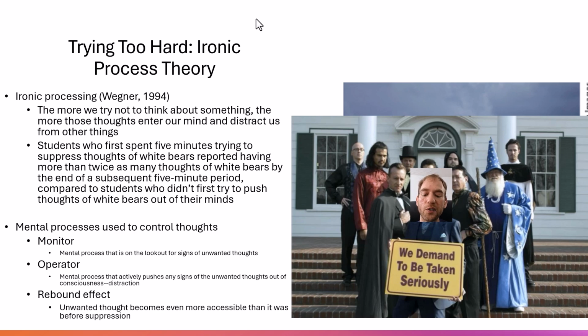So we're on the lookout for signs of unwanted thoughts. We're literally monitoring it. Then we have the operator. So that's the person doing the operation. This mental process is trying to push away those unwanted thoughts out of our mind, typically through distraction. And then we have this rebound effect. So all of a sudden that unwanted thought, it's back. It's more accessible than ever. It's stronger than it was before you were trying to distract yourself, before you were trying to suppress this information. Thus, the ironic process theory.